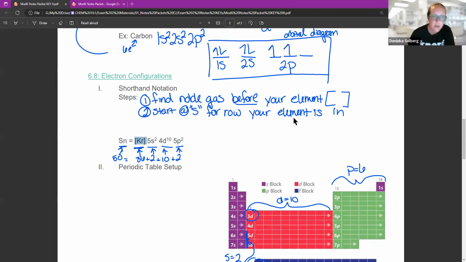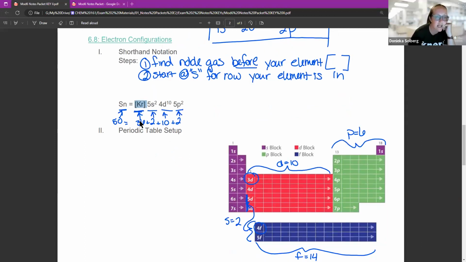All right, so find the noble gas before your element, and then where do you start after that? Well, you start at the next row, at the S for the row that your element is in, and then you keep going until you get the right number of electrons. These again add up to 50, which is tin's number. So the periodic table is set up to help you understand what order they go in. If you need help, ask me, but it is always going to follow this order. We have a couple of exceptions that I'm going to talk about in just a minute, but they do have to add up to the right number of electrons.